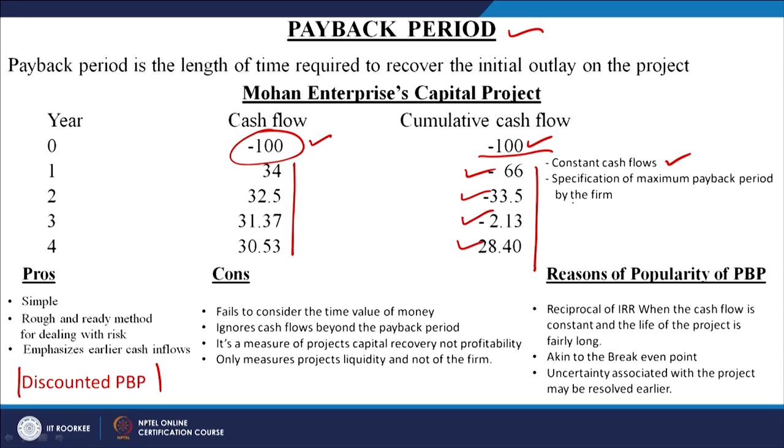The second thing is the specification of the maximum payback period by the firm. Normally every firm specifies a maximum payback period, for example that we have 100 crore rupees available for a period of 4 years. That is pre-specified. If it is pre-specified how many years you can spend this 100 crore rupees, then you try to find that investment proposal where the payback period of the total project is 4 years.